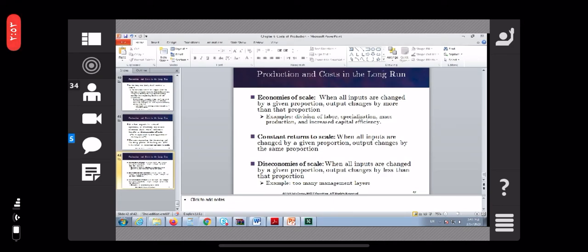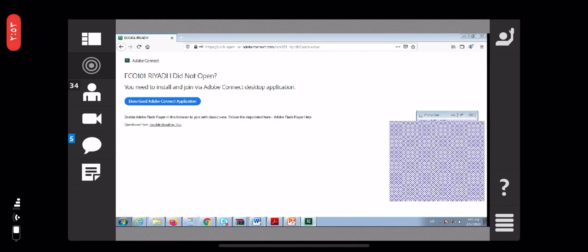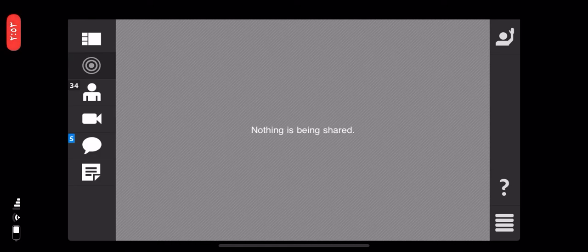Okay, we have three cases: economies of scale, constant returns to scale, and diseconomies of scale, and you are required to explain where to find each of these. Is it okay? By that we have completed chapter 6, and really, very glad to have you in this class.